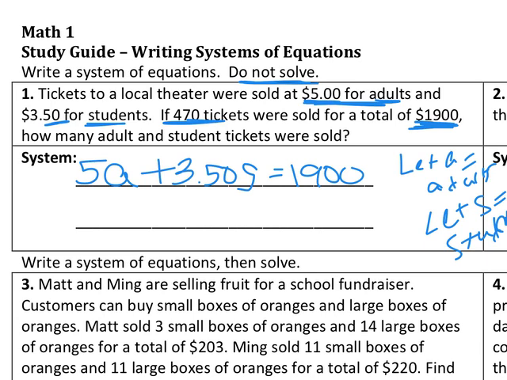And then I know that if 470 tickets were sold, what combination of things makes up my 470? And that goes back to my adults and my students, and that's a combination of adult and student tickets equals 470, and those are my 2 equations for that one.